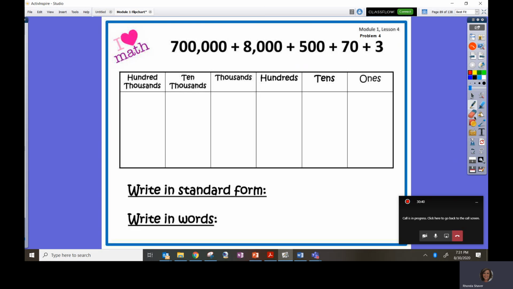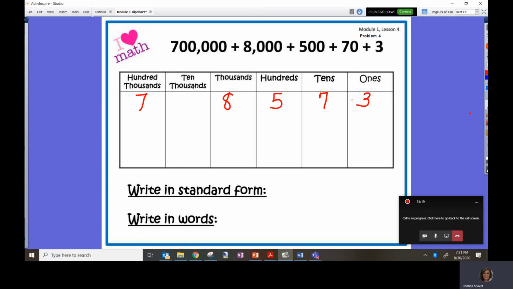All right, we're back. I saw some really good working going on. So let's break this down in my hundreds, thousands place. I have 700,000. I have no 10,000s. I don't need a comma there. So 700,000s, no 10,000s. I have 8,500. 7 tens is 70 and 3 ones.